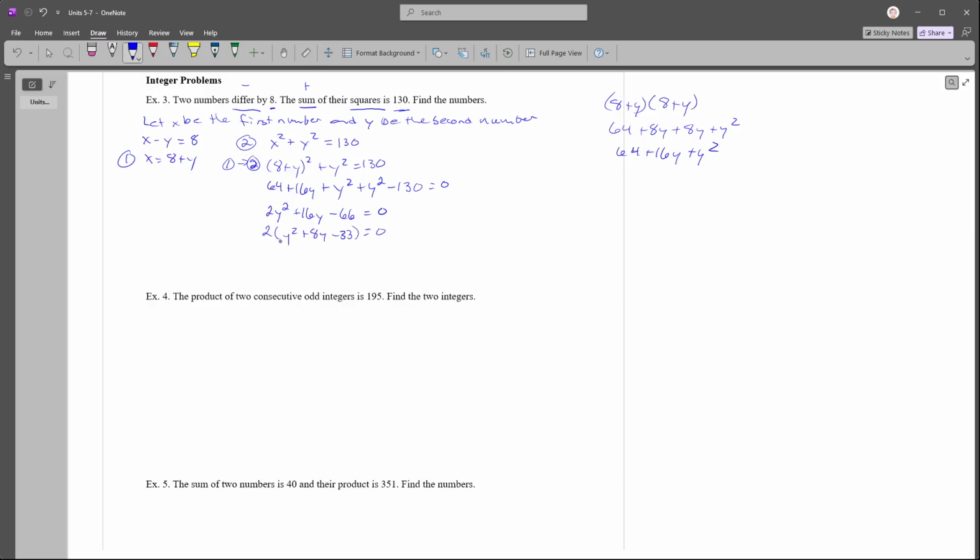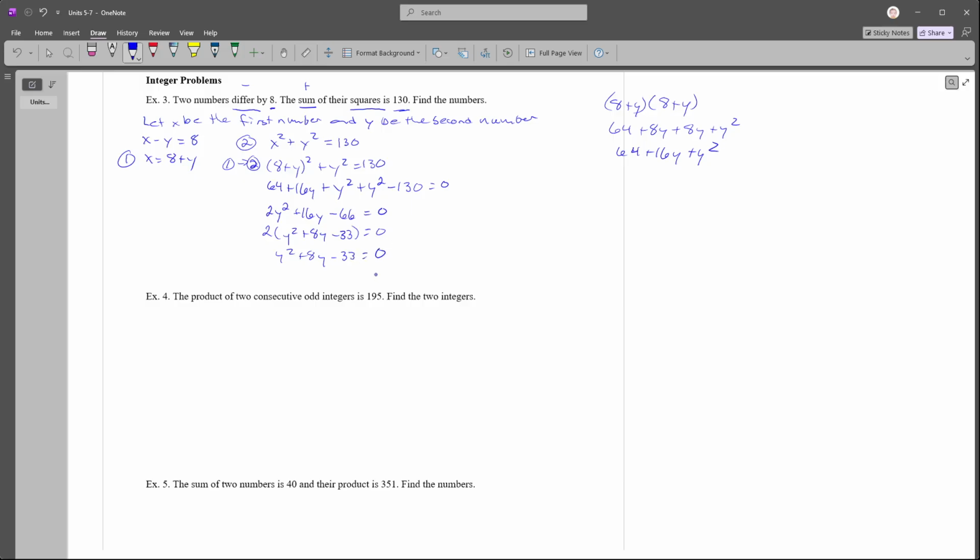Now if we divide both sides by 2 and this by 2, we can just get rid of those. Oh, why is it not erasing? We'll just do it manually, I guess. There we go. So the 2 is just going to get canceled out. We end up with y squared plus 8y minus 33 is equal to 0.